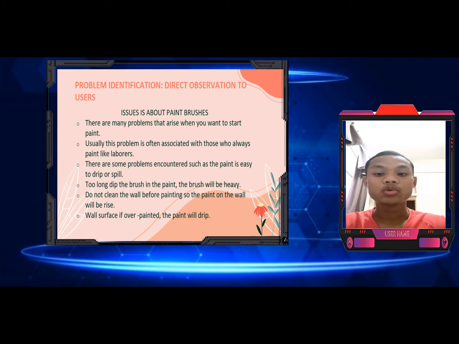If you dip the brush in the paint too long, the brush will be heavy. If you do not clean the wall before painting, the paint on the wall will rise. If the wall surface is over painted, the paint will drip.